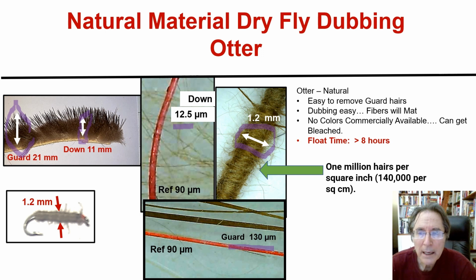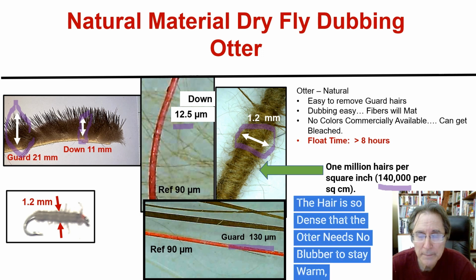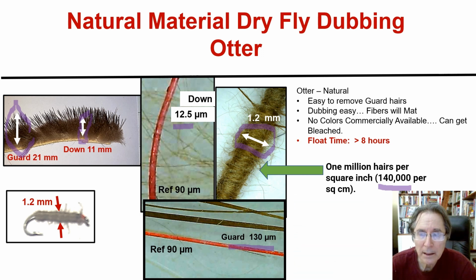Recall that the human hair has 300 hairs per square centimeter. But if you look at the otter, it has over 140,000 hairs per square centimeter, just huge. This concentration and the ability of the fibers to mat together gets it a float time of over 8 hours. I have left it in overnight.